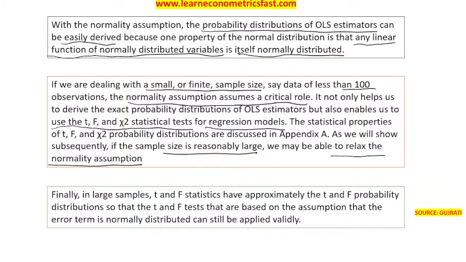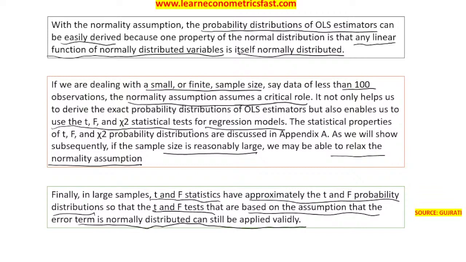So basically, whether it is a large or small sample size, it is helping us to derive the probability distributions of OLS estimators, as well as the T, F, and chi-square tests for our coefficients. Finally, in large samples, T and F statistics have approximately the T and F probability distributions. So the T and F tests that are based on the assumption that the error term is normally distributed can still be applied validly.